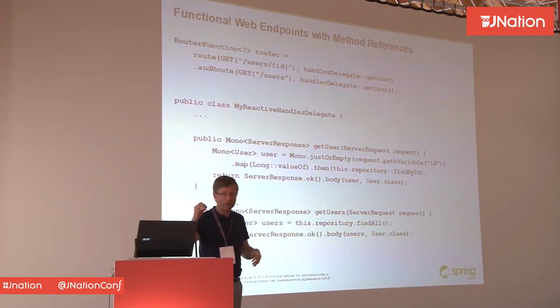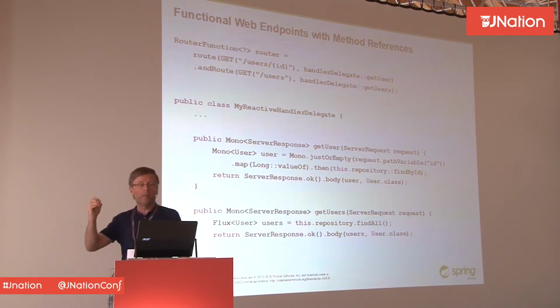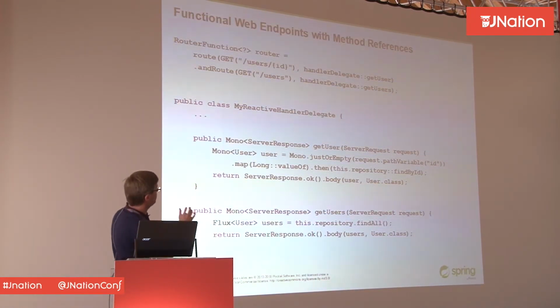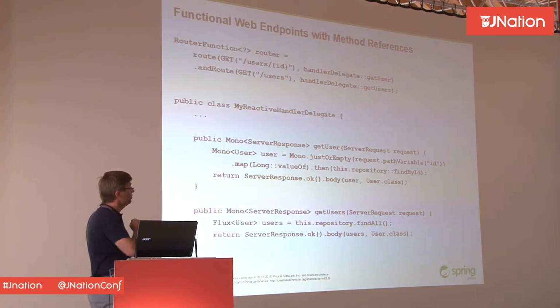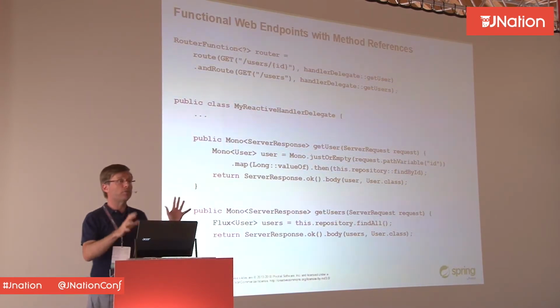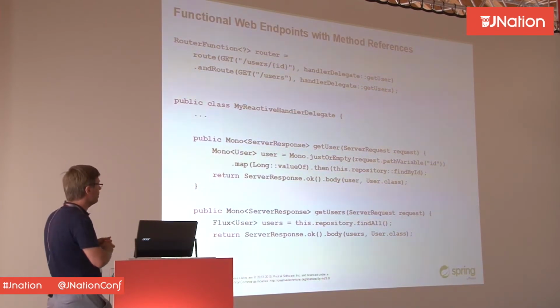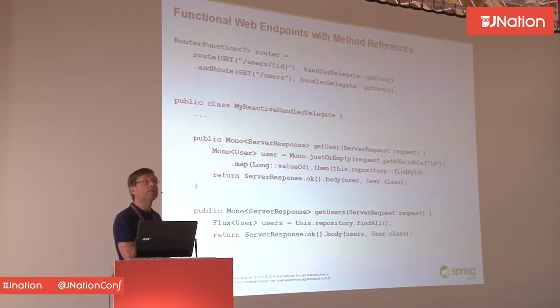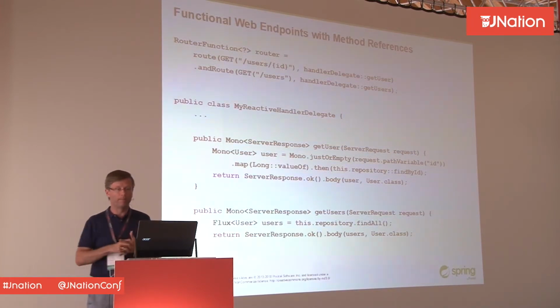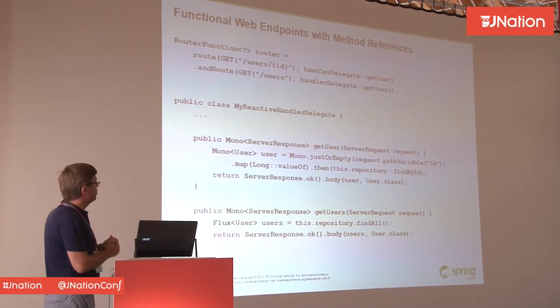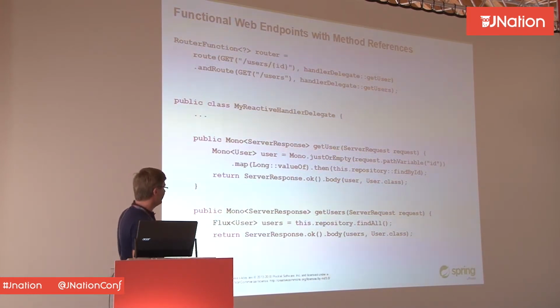We extract the path variable. We convert it to a long. Then we pass the outcome of that into the repository find by ID method, which is able to produce a mono of user for us. The repository is not shown here, right? The repository could be a custom repository against the Reactive Streams driver, or it could be a Spring Data reactive repository. So within the Spring Boot 2 umbrella and Spring Data Kay, reactive repositories adhere to those conventions already.